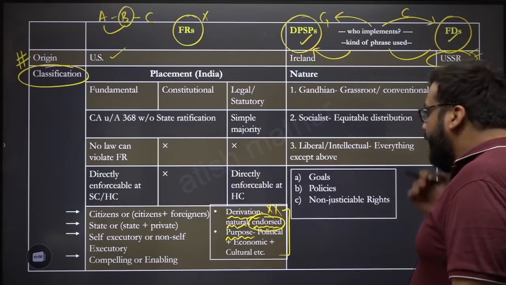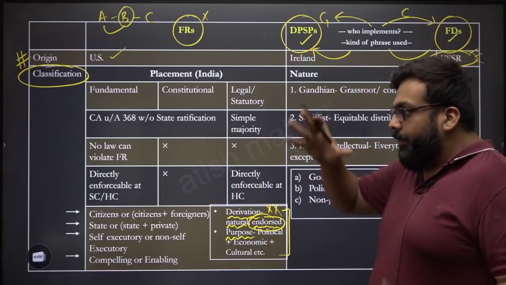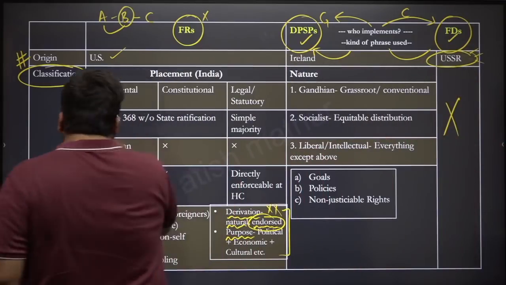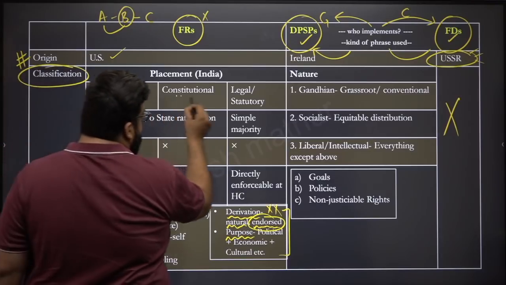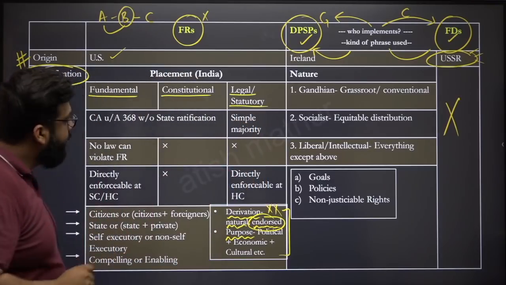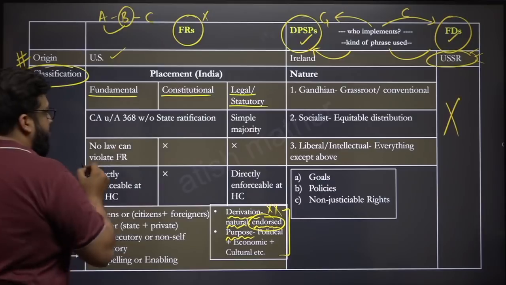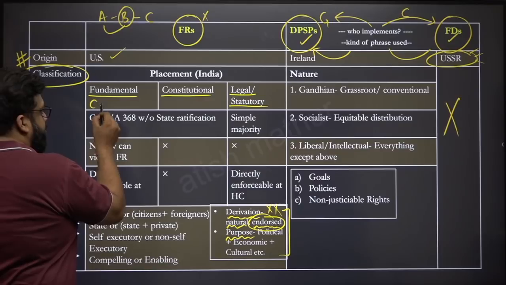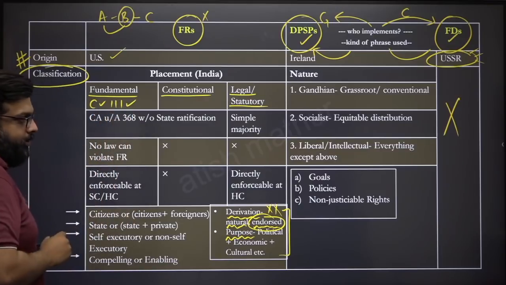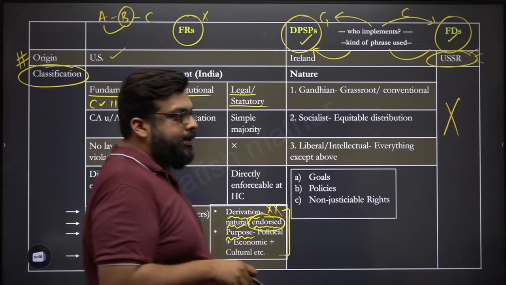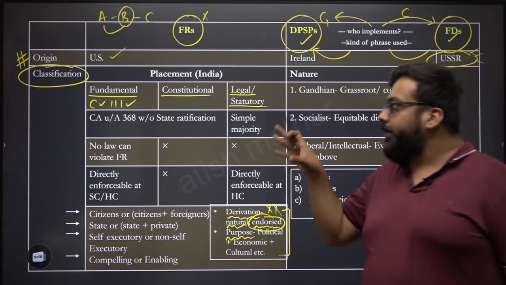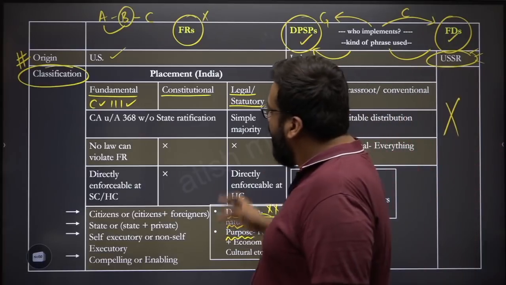Now, formally speaking, there are three kinds of rights in India: fundamental rights, constitutional rights, and legal or statutory rights. Fundamental rights are those which are in the Constitution and are in Part 3 of the Constitution. Only those rights specifically under Part 3 are fundamental rights.